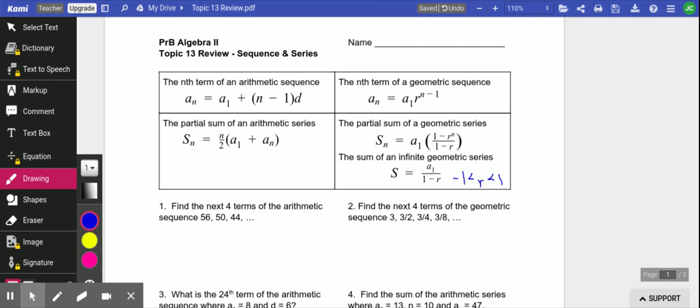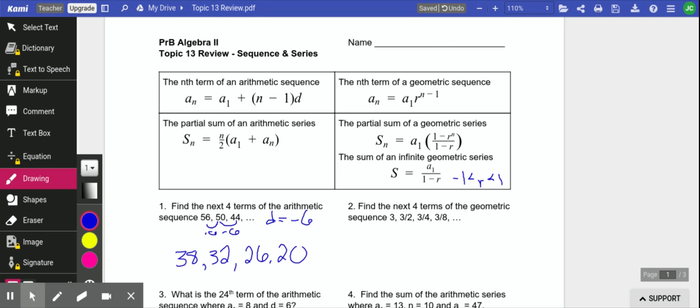So for number 1, we want to find the next 4 terms of the arithmetic sequence. So we just want to take a look at this and see what the pattern is. How are we getting from one number to the next? And it's pretty easy to see. We're subtracting 6 over and over again. So if we subtract 6 again, that's going to give us 38, then 32, then 26, and then 20. So just want to recognize a pattern and see that that common difference is -6.